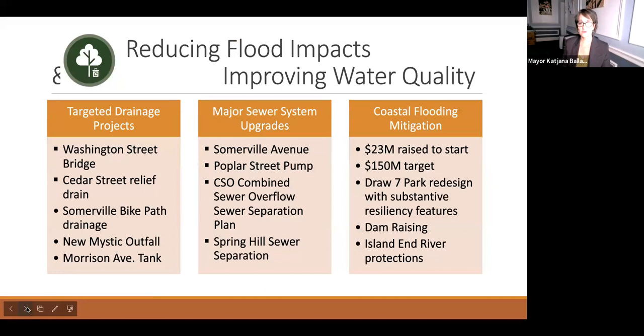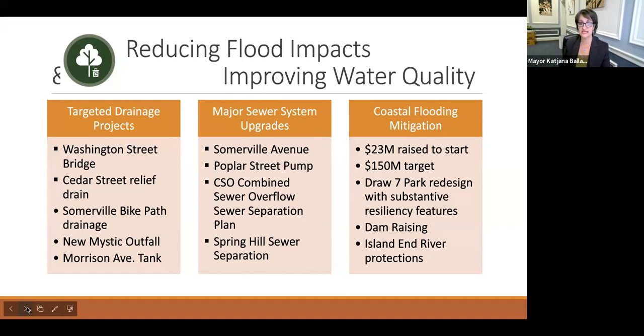For citywide flooding risks, we have numerous aggressive efforts underway to reduce impacts, and they focus in 3 key areas: targeted projects to improve drainage in specific areas or neighborhoods, such as Cedar Street and the community path, or under the Washington Street Bridge. New drainage projects include the new Mystic outfall to reduce flooding in Ward 4. The Morrison Ave tank will reduce flooding in Davis Square and on Morrison Ave.